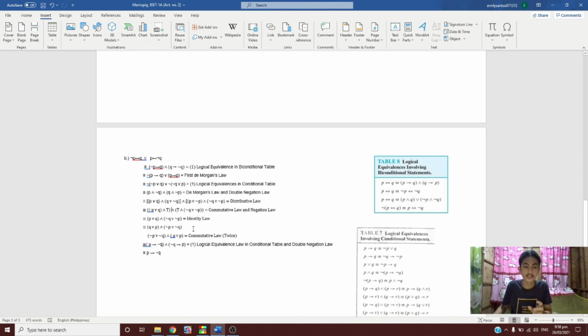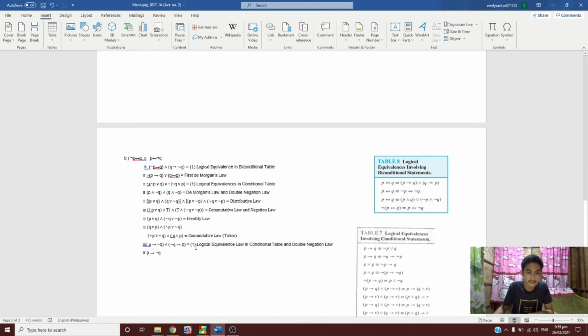Next is the commutative law. I've been using the commutative law twice because the law helps to interchange the variables. As you can see here, it interchanges the variable, so negative p v negative negation q. It interchanged the variable, so I interchange it again, and it turns into this one. So I use the commutative law twice to interchange twice.